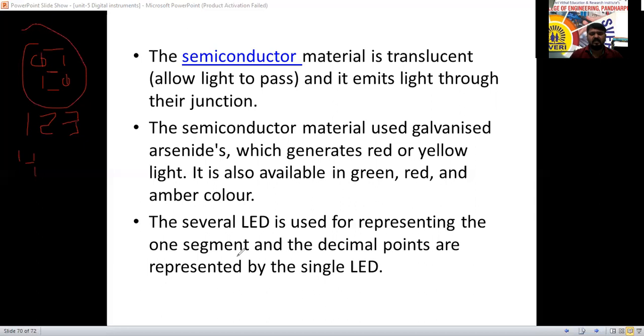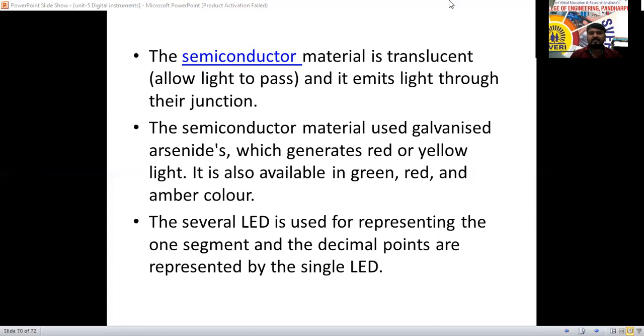All of you have studied this in the first year; I taught it, I know. So semi means it acts as both conductor and insulator. That is the LED part you have considered here.